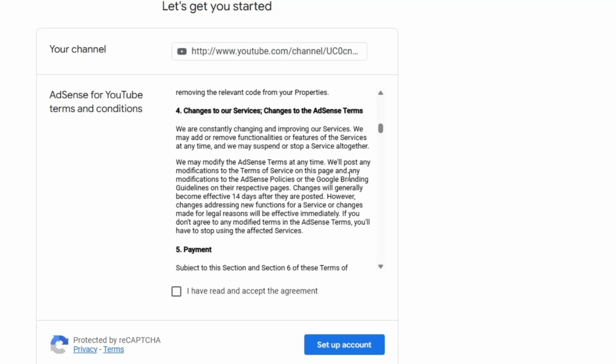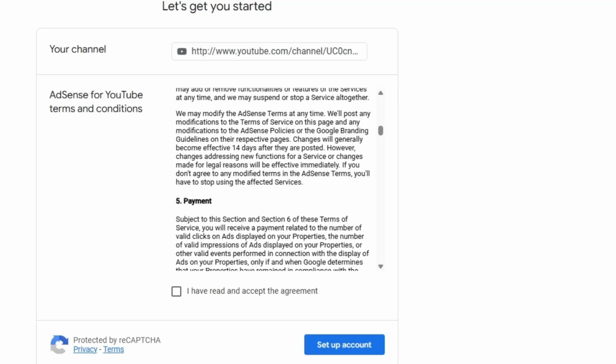Changes will generally become effective 14 days after they are posted. However, changes addressing new functions for a service or changes made for legal reasons will be effective immediately. If you don't agree to any modified terms in the AdSense terms, you'll have to stop using the affected services.